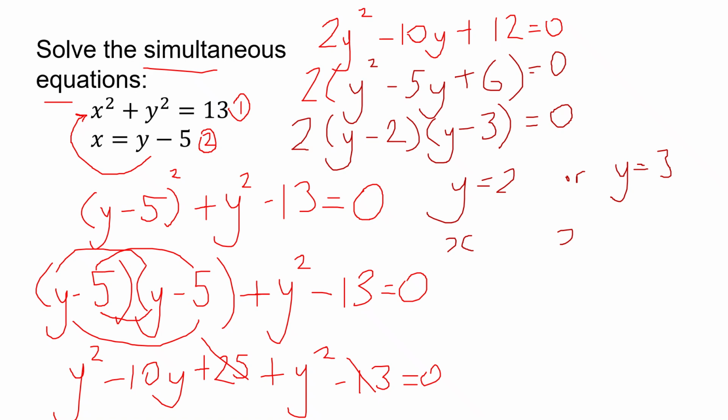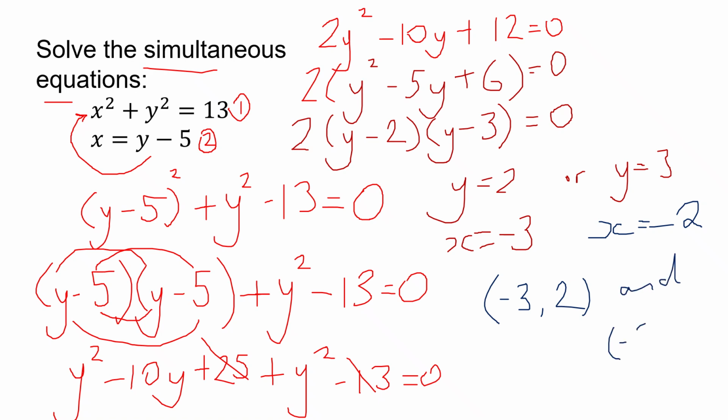So when y is 2, x is y minus 5, so 2 minus 5 is minus 3. And then when y is 3, we have x is equal to 3 minus 5, which is minus 2. So the answer we get is the coordinates minus 3, 2 and minus 2, 3. That would be the coordinates of the intersection of the straight line equation with the equation of a circle. Okay, thank you very much.